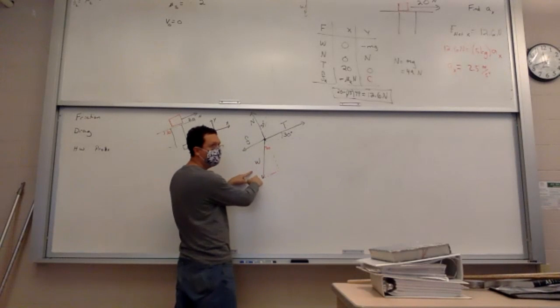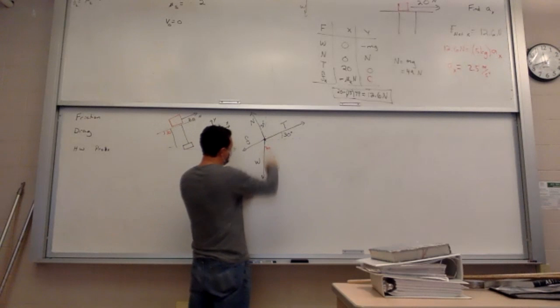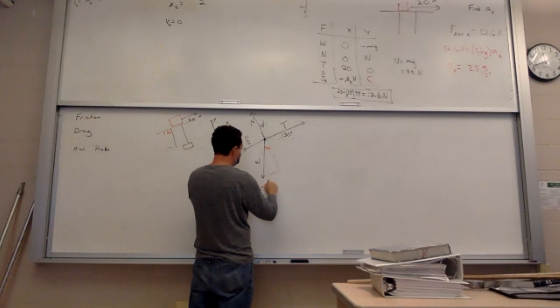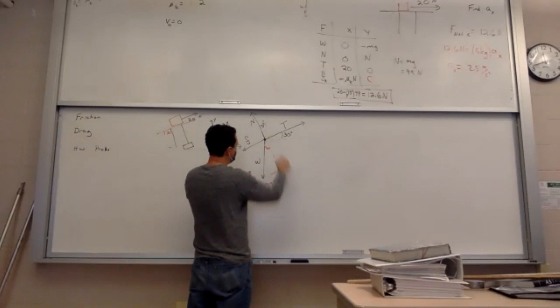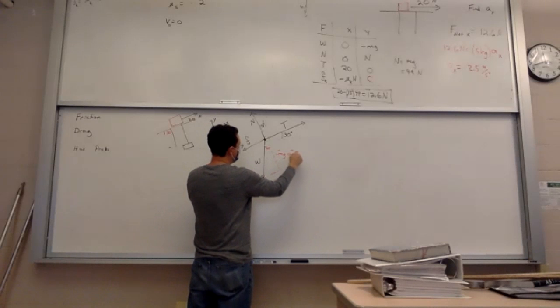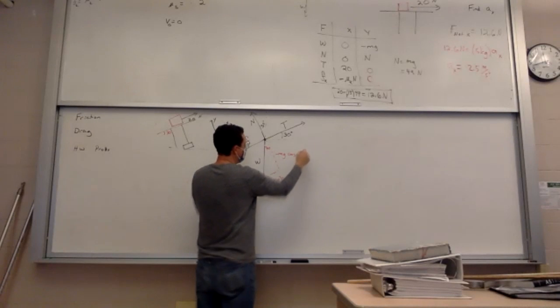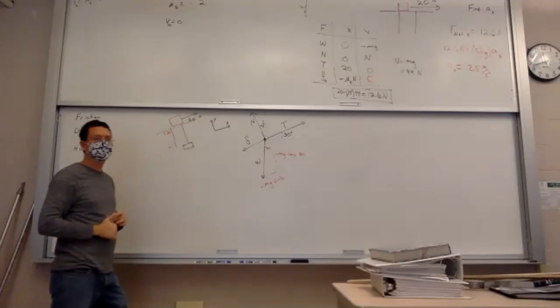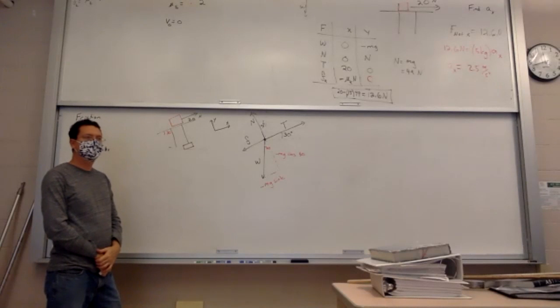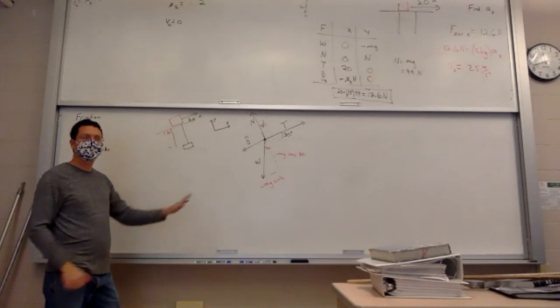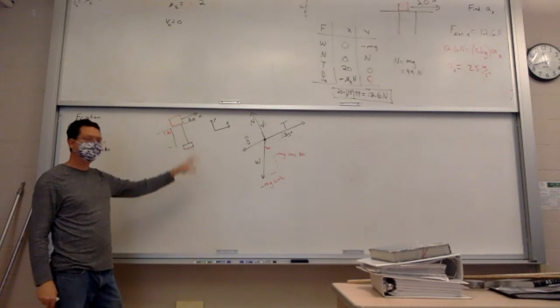Therefore, the weight is minus mg. This is opposite 30, so this is going to be minus mg sine 30. This is going to be adjacent to 30, so it's going to be minus mg cosine 30. Okay with that? All right.